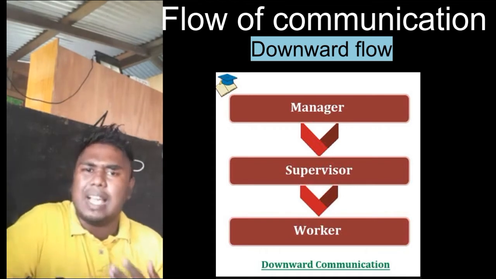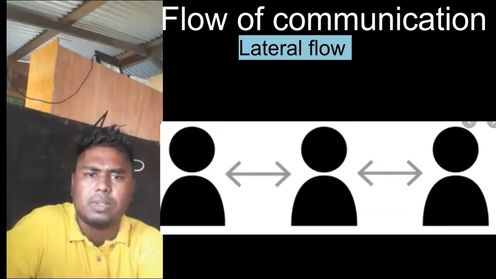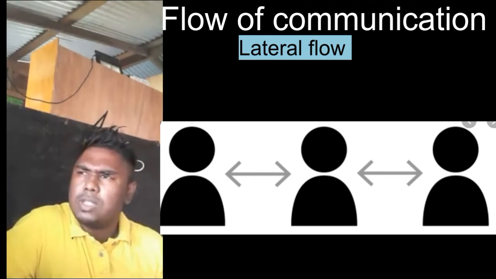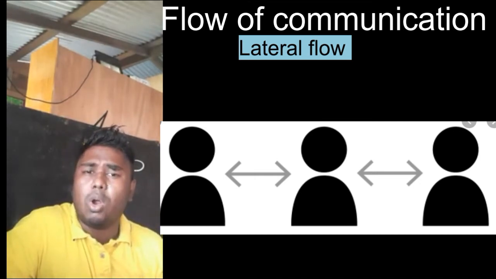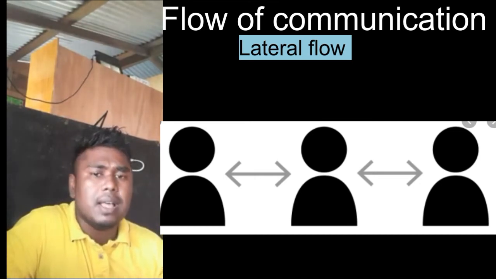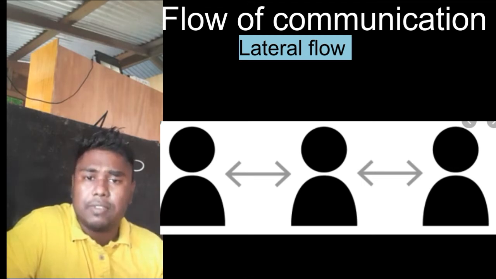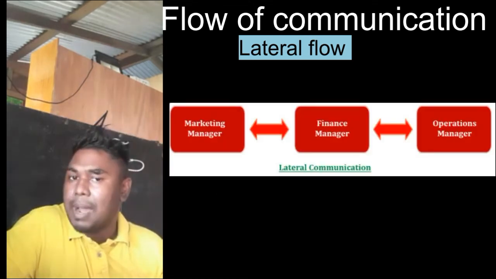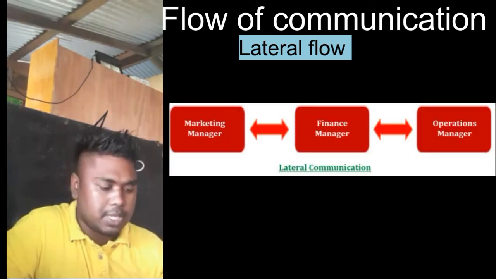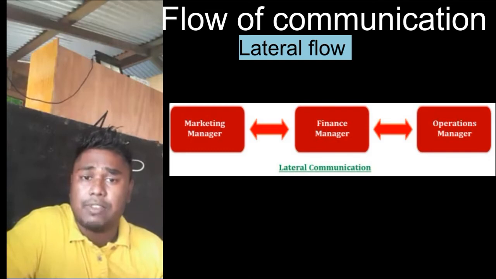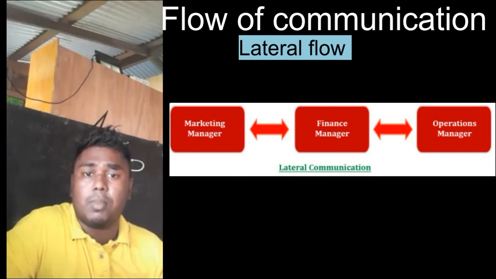Then we have the lateral flow of communication. When you think about lateral, we think about something that is horizontal or on the same level. So a person may share information or communicate information with persons who are on the same level as they are within the organization. For example, the managers for the different departments may come together and have a meeting and discuss and share information among themselves.